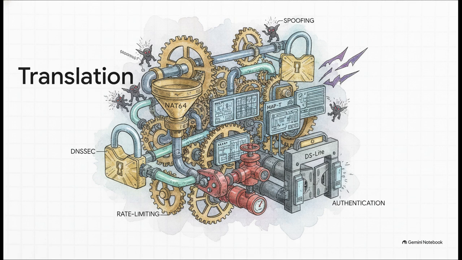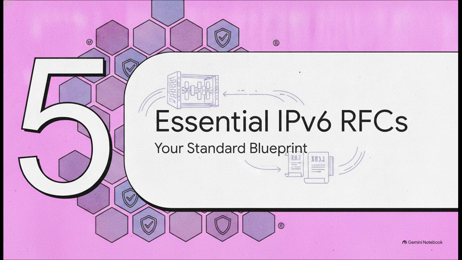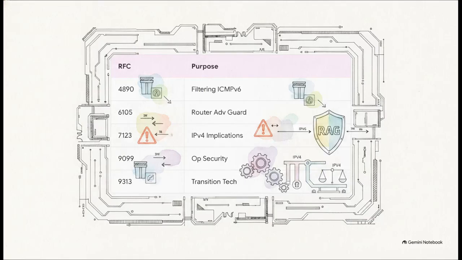Third, if MAP-T is running, enforce hard policy by validating the source address and port right at the border relay. And finally, for DS-Lite, authenticate those B4 elements via DHCPv6 so you can stop spoofing attacks against your AFTR NAT mappings dead in their tracks. And finally, Section 5, Essential IPv6 Security RFCs. Think of these standards as your architectural blueprint. As an architect, these are the exact documents you'll use to build out your new perimeter policies.